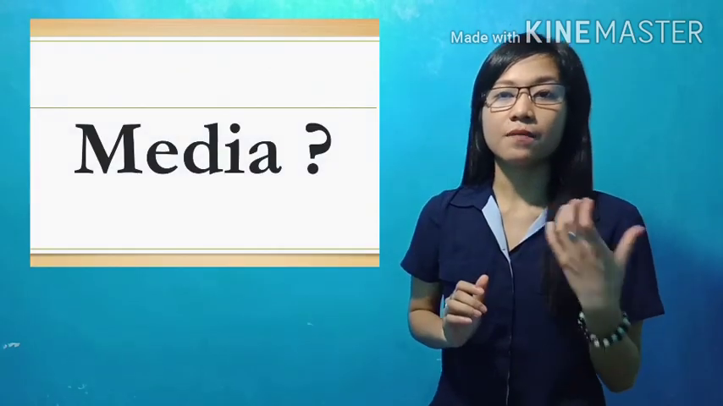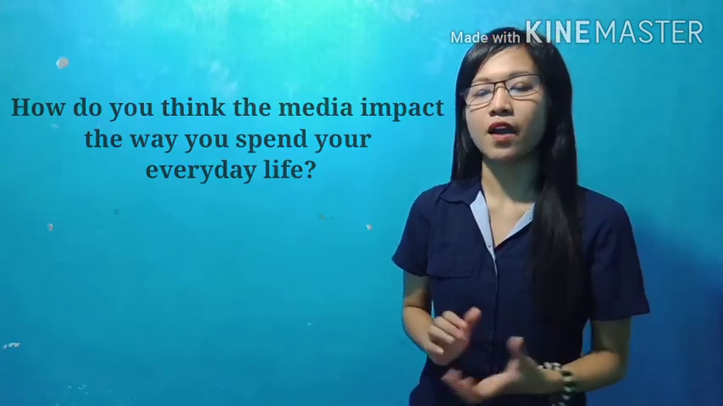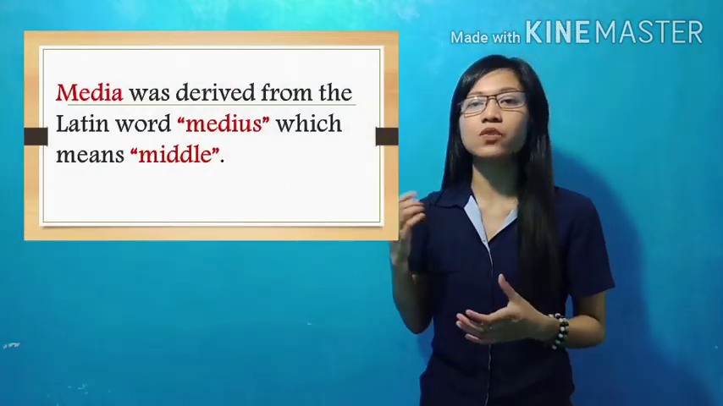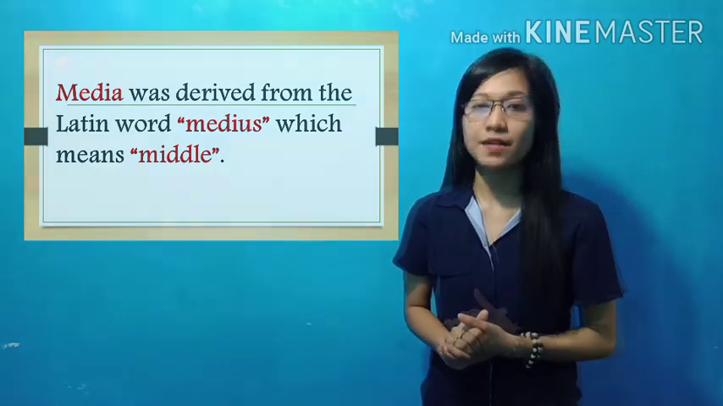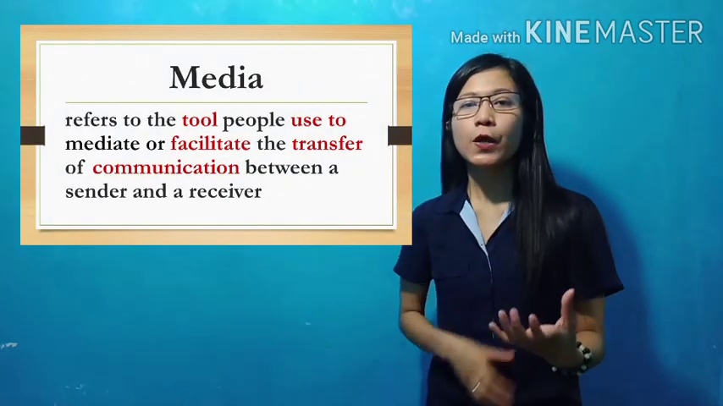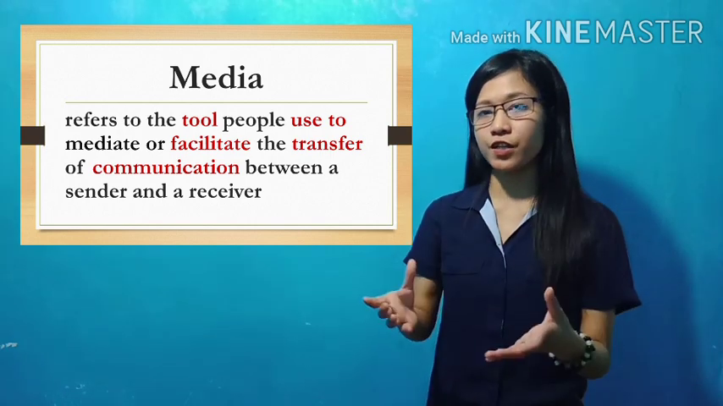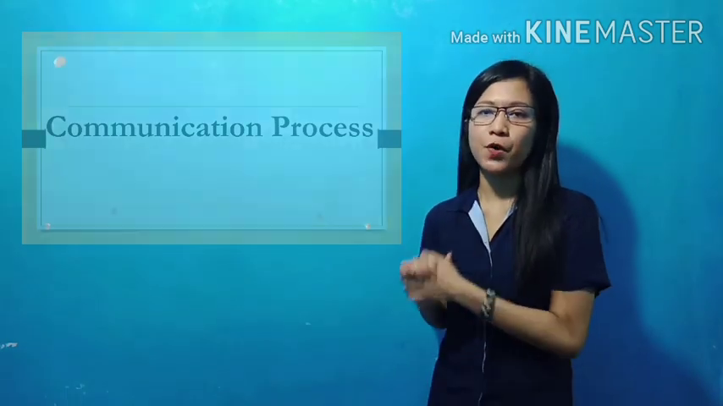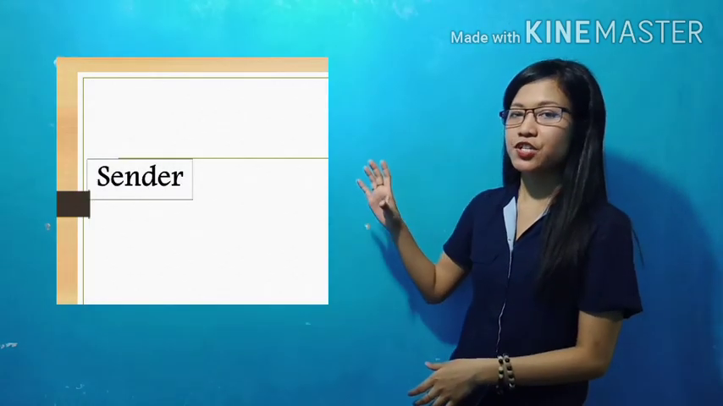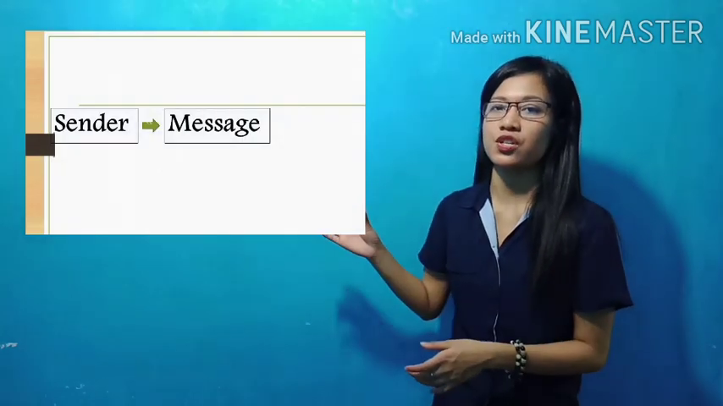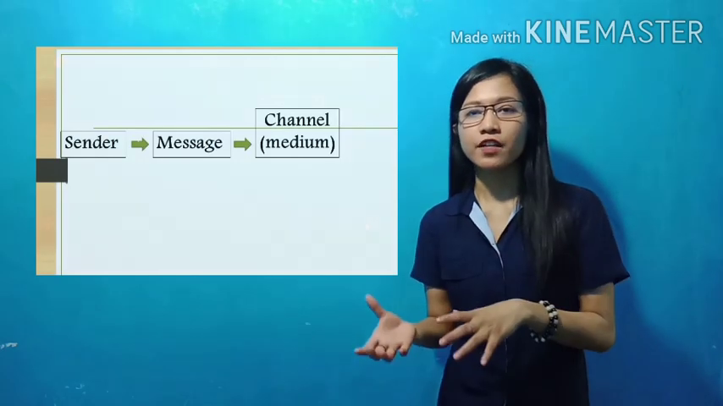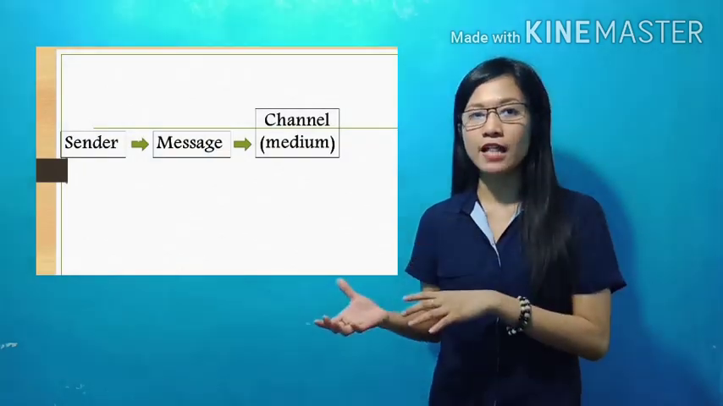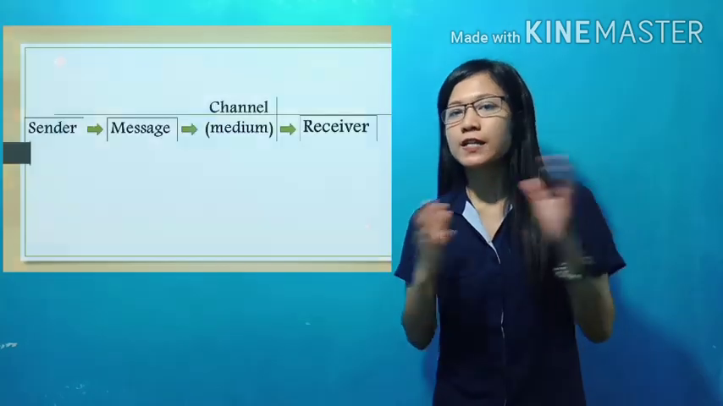But what exactly is media? How can it affect human behavior? What are the influences? Media is derived from the Latin word medius, which means middle. Media refers to the tool or instrument that people use to deliver or transfer the message from the sender to the receiver. In the communication process, media plays an important role. The sender in the communication process is the source of the message. The sender may use a channel or medium, media in plural, to send the message to the receiver.